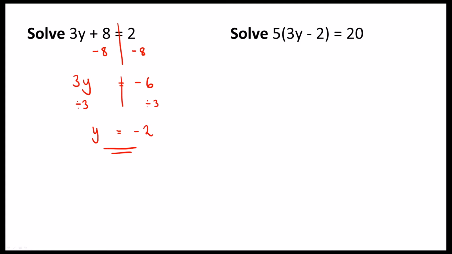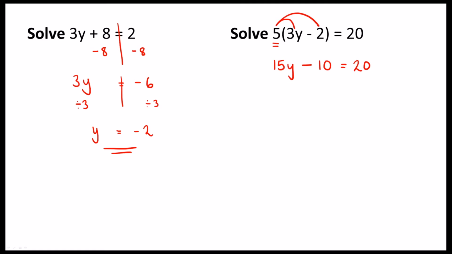In my second example, I want to do the same thing, however this time I've got a bracket. So firstly, I want to expand this. Because there's a 5 on the outside, I need to multiply this by everything inside my bracket. So expanding the bracket would give me 15y, that's 5 times 3y, minus 5 times 2, which is 10. That would equal 20.